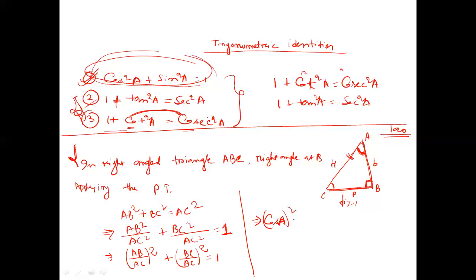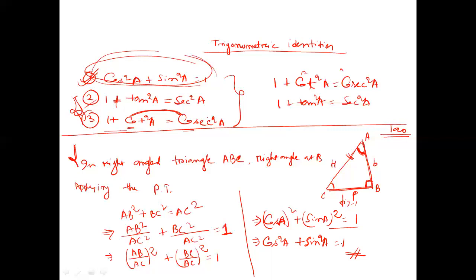So it will be cos A whole square plus, what is the trigonometric ratio of BC by AC? BC by AC means perpendicular by hypotenuse, so it will be sine A whole square equal to 1. Up to this clear? Cos A is base by hypotenuse, sine is perpendicular by hypotenuse, and for angle A, your base is AB and BC is your perpendicular. So now it will be cos square A plus sine square A equal to 1. This is the first identity.